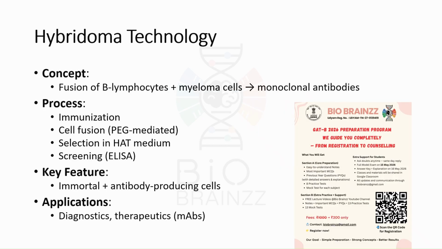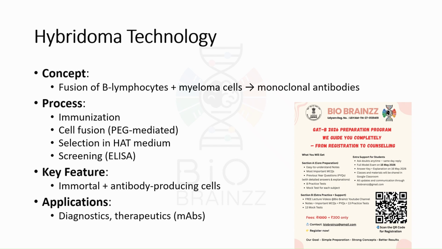Hybridoma technology is used to produce monoclonal antibodies, which are identical and specific antibodies. It is done by fusing B lymphocytes, which produce antibodies, with myeloma cells, which can divide continuously. This fusion creates hybrid cells called hybridomas that have both properties.